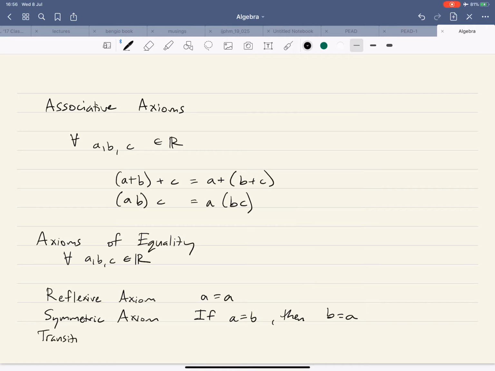Finally, we have the transitive axiom, which says if a equals b and b equals c, then a equals c. Right? So we know that a is b, we know that b is c. Since a is b and b is c, then a must also be c. Okay, that's it for today.